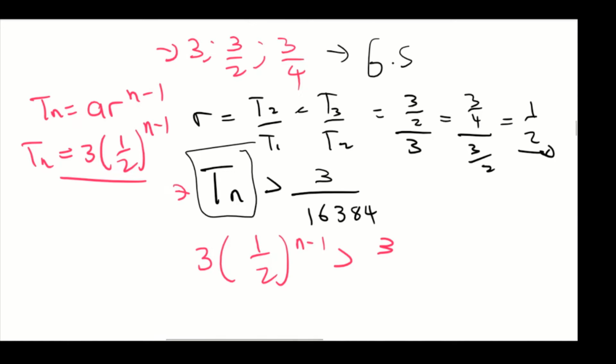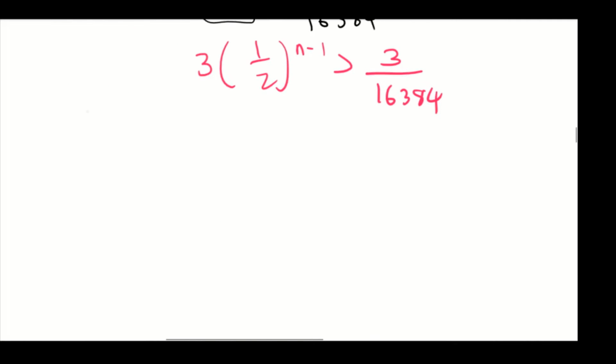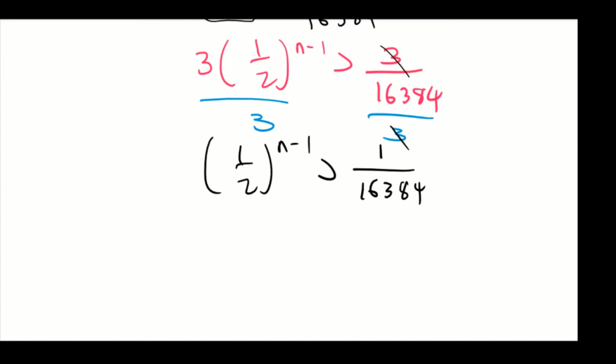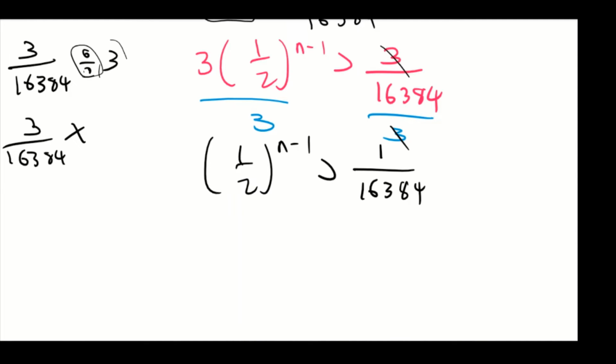So we're going to say 3 into 1 over 2 to the power n minus 1 is greater than 3 over 16384. So to find the value of n, the first thing we're going to do is divide by 3 on both sides, and the 3 will cancel out with this 3 here. So we'll have 1 over 2 to the power n minus 1 greater than 1 over 16384. Just to explain how this 3 will cancel out the other 3, it's going to be 3 over 16384 divided by 3. We change the sign from divide to times, so this 3 is going to flip, so it's going to be 1 over 3, so this 3 will cancel out with that 3.